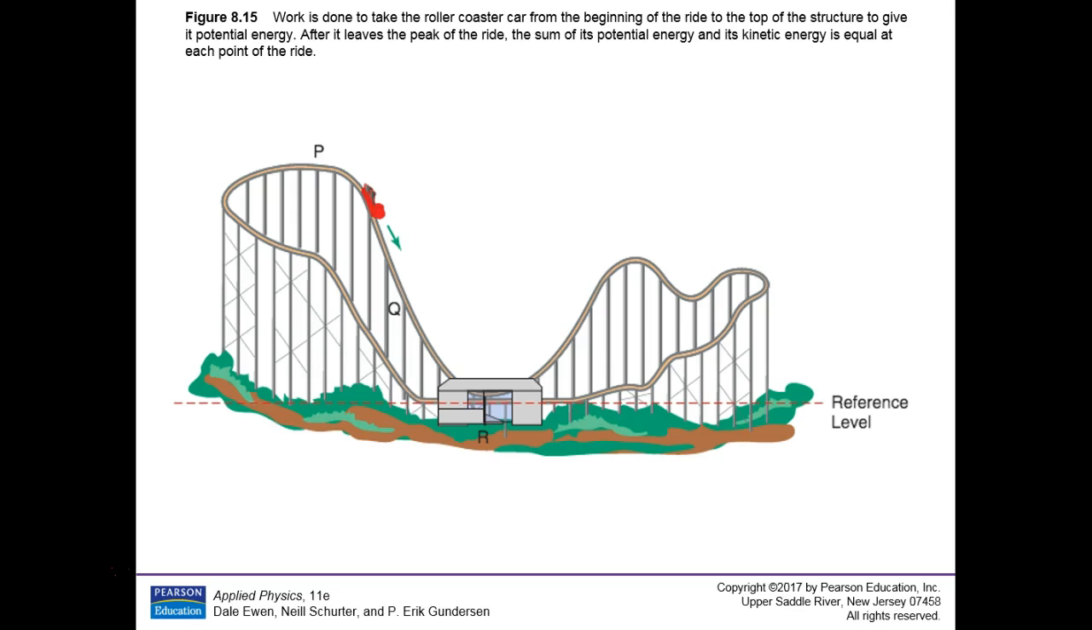After it leaves the peak of the ride, the sum of the potential energy and the kinetic energy is equal at each point in the ride. Why? Because mechanical energy is conserved. We're assuming there was no friction. So that means even though you're losing potential energy going down, you're gaining kinetic energy. But the sum is the same as it was at the top, which is the same as the work done at the very beginning.